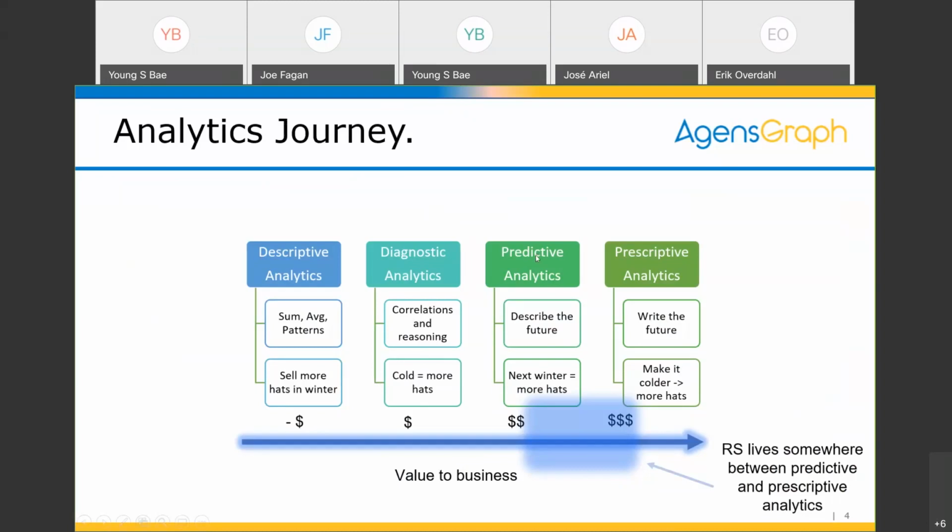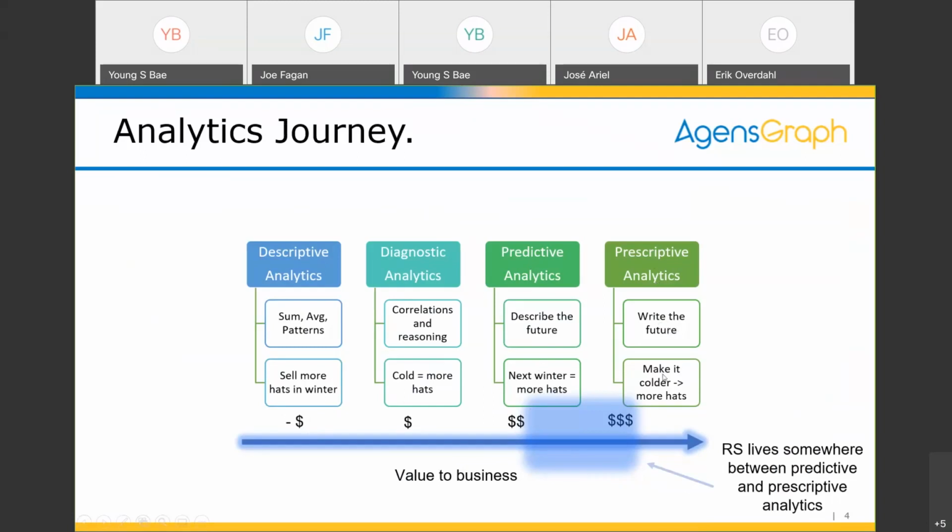And then predictive analytics starts to return some value to the business. Up to now, it kind of cost the business money to do this stuff. There was no immediate return on the investment of the business analytics people. Whereas now it's starting to turn some more money for us, because we can do predictive analysis and make sure we have the logistics and stock and price and everything else geared up for next winter when we'll need more hats. And then prescriptive analytics is actually writing the future.